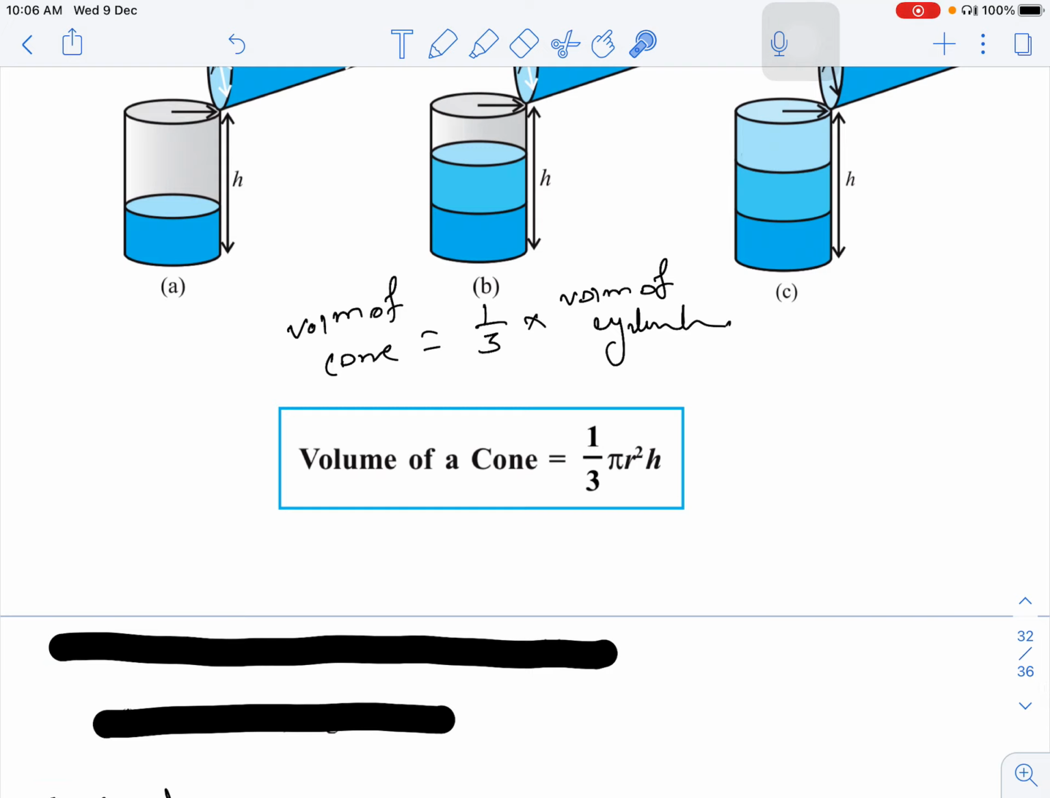Now, here it is given that again we have to find the volume of a cone, but here we are given the radius and slant height. Remember that the shape of the cone is in this way.